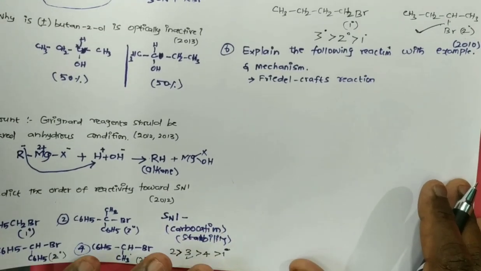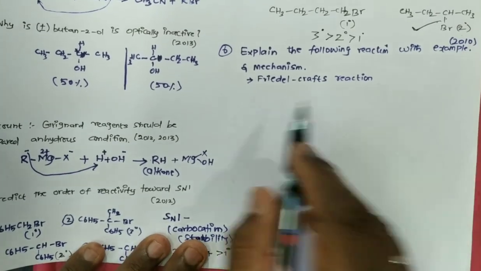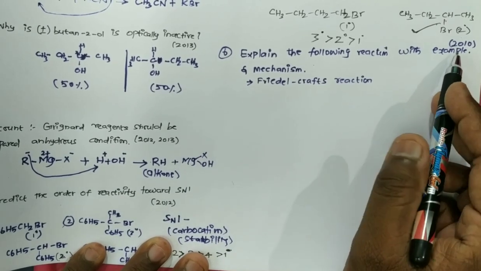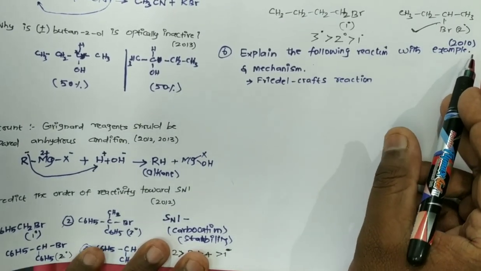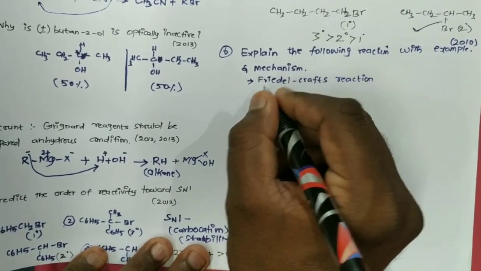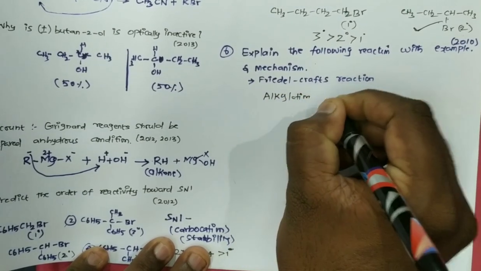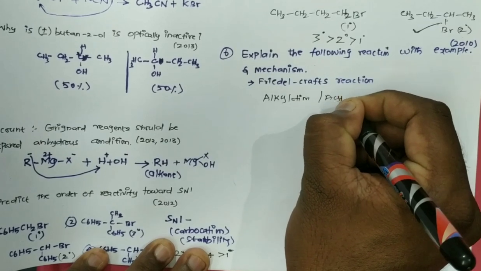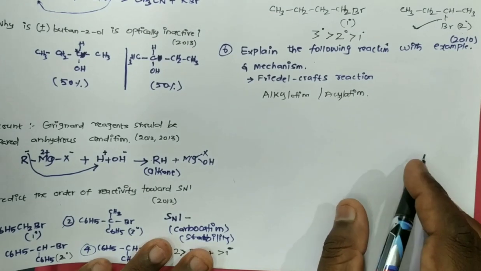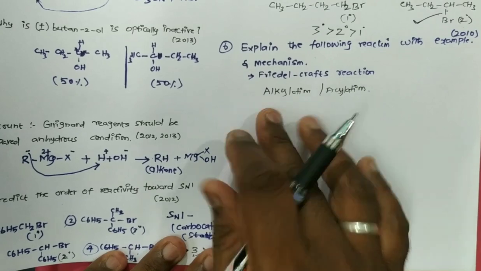And next question, explain the following reaction with example and mechanism. They asked about the Friedel-Crafts reaction. This was asked in the year 2010. Now, what is the Friedel-Crafts reaction? Either it is alkylation, or it may be acylation. Alkylation or acylation may take place. What is alkylation? It is the addition of alkyl groups to the ring.